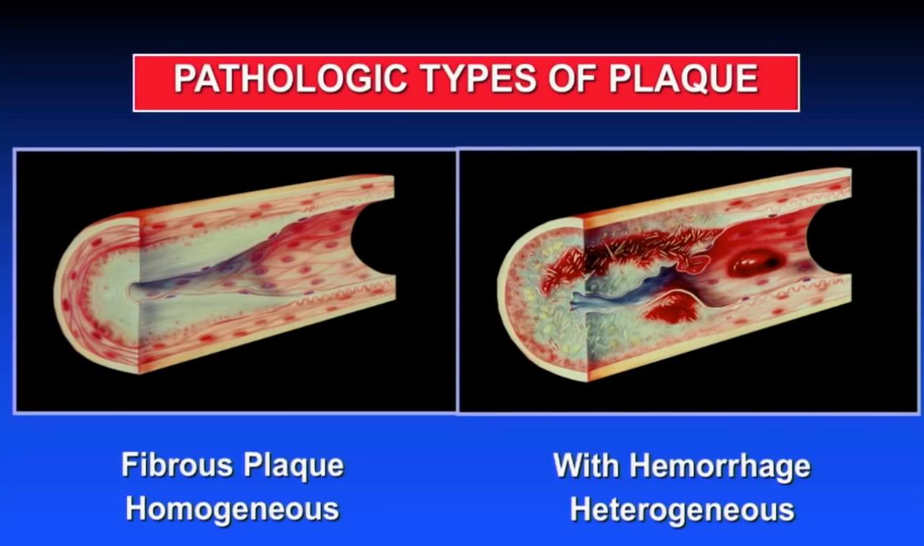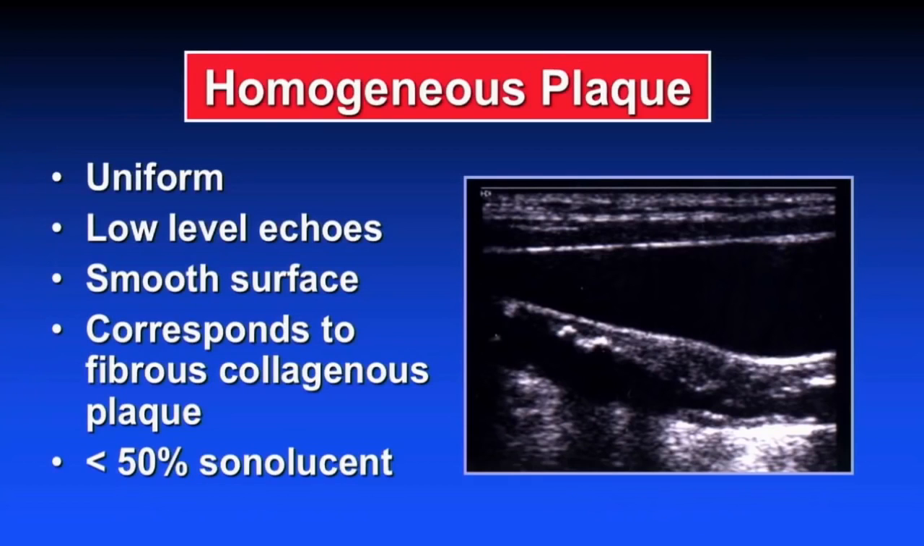So let me show you some examples, and again, what we're talking about. We're talking about the ability to identify plaque the way pathologists can when the plaque is removed. Fibrous collagenous plaque is one type, which we're calling homogeneous. The other is fibrous collagenous plaque, which contains areas of intraplaque hemorrhage, and we're calling that heterogeneous. Now, how do these two different types of plaques appear? Homogeneous plaque has uniform low-level echoes, but again, the most important component is that it's less than 50% sonolucent.